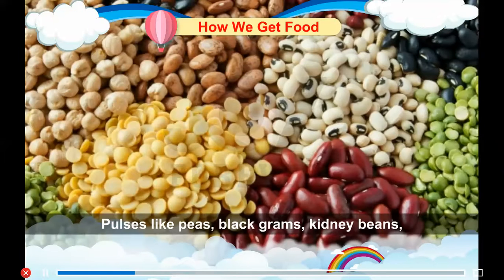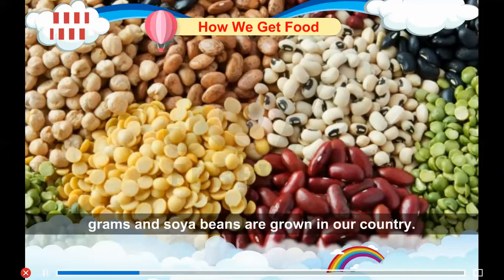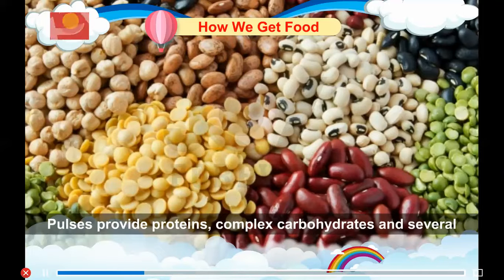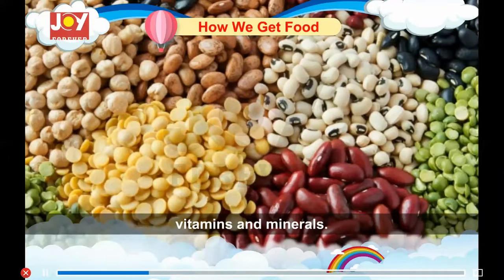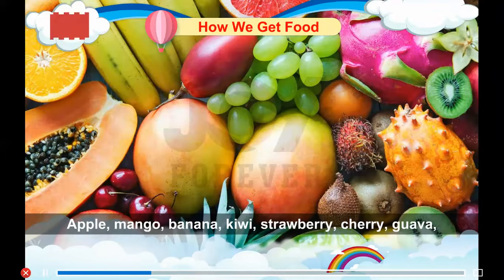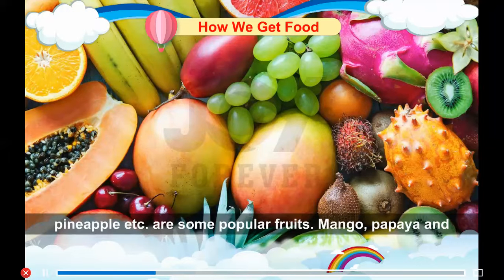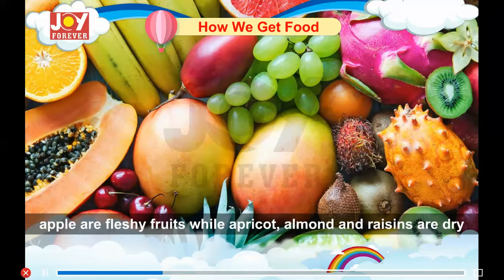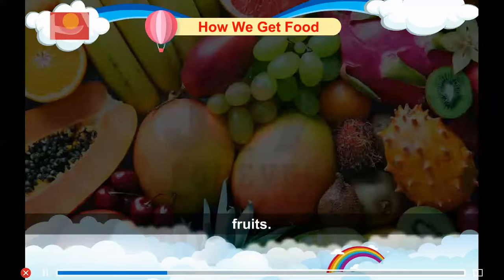Pulses. Pulses like peas, black grams, kidney beans, moth beans, green grams, and soya beans are grown in our country. Pulses provide proteins, complex carbohydrates, and several vitamins and minerals. Fruits. Apple, mango, banana, kiwi, strawberry, cherry, guava, pineapple, etc. are some popular fruits. Mango, papaya, and apple are fleshy fruits, while apricot, almond, and raisins are dry fruits.